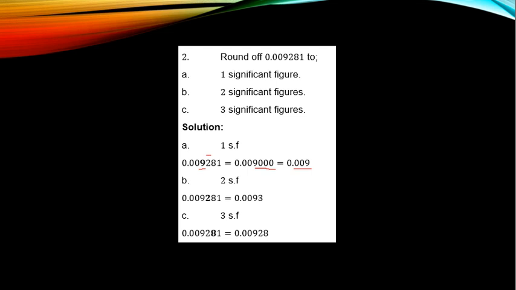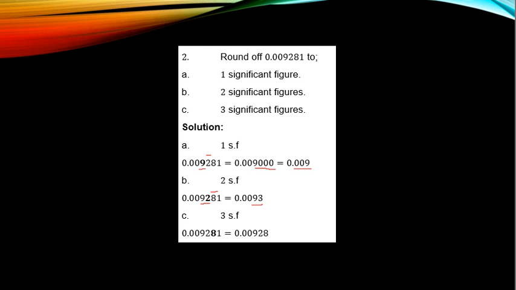B, 2SF. In 2SF, you consider the first two non-zero numbers after the zeros from the left. That is 92. The next number 8 falls in the category of rounding up to 1. If you round 8 up to 1, add it to 2, it becomes 3. So the answer is 0.0093 to 2SF.